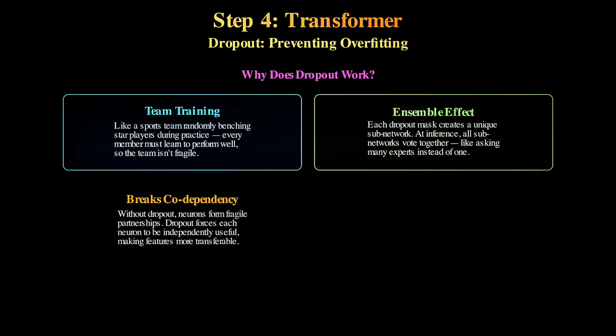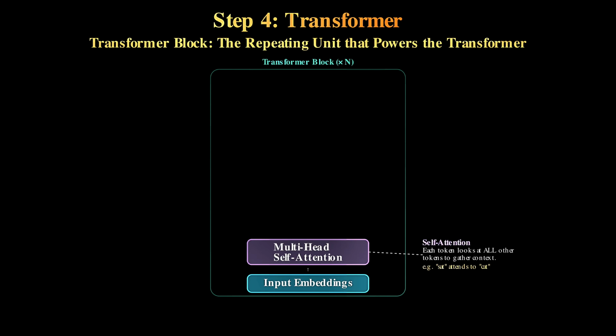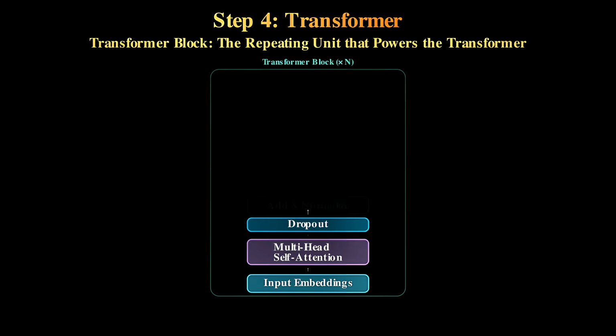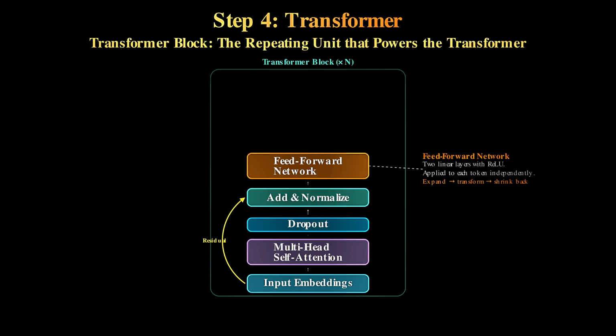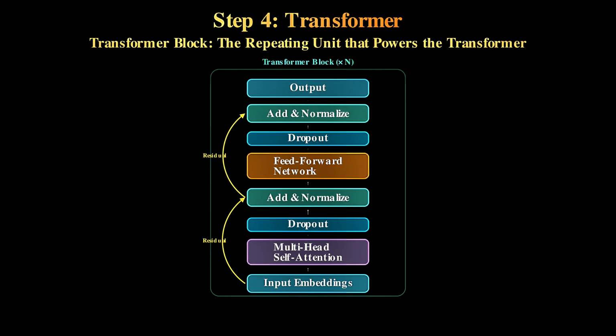Now, let's look inside the core component, the transformer block, the repeating unit that powers the entire model. Starting from the bottom, input embeddings flow in. First, they pass through multi-head self-attention, where each word learns from every other word. Then through dropout, then add and normalize. Next comes the feed-forward network, 2 linear layers with a ReLU activation in between. It expands the representation, transforms it, then shrinks it back. Another dropout and add and normalize follow.